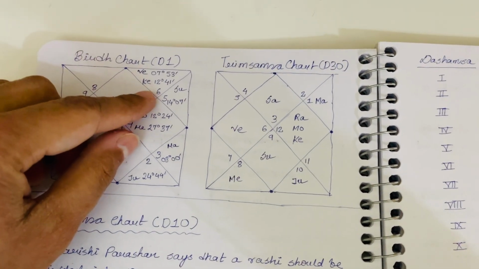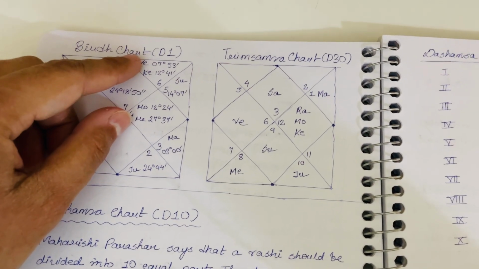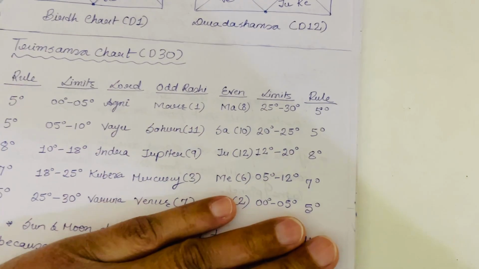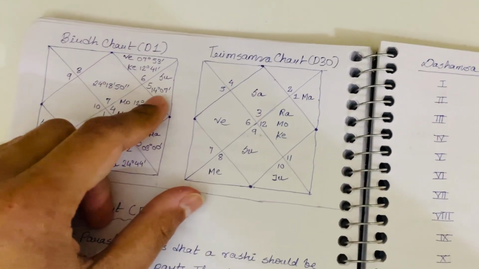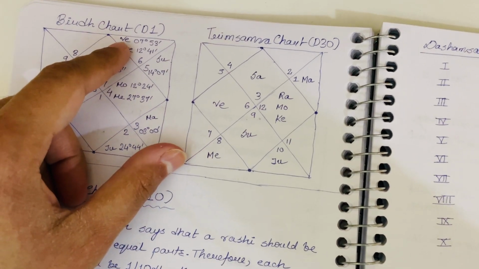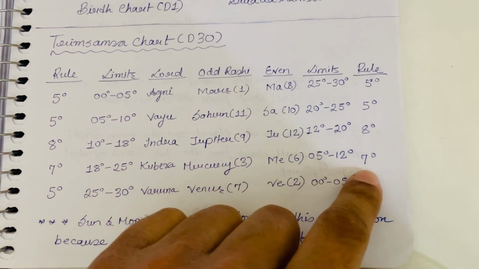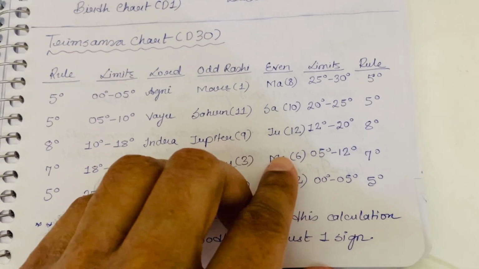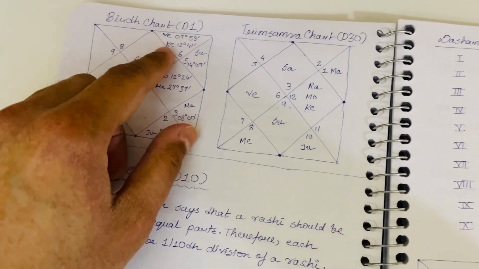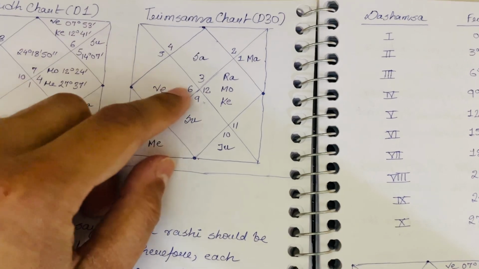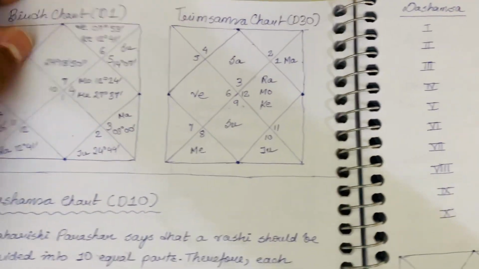Okay, now let's come to Venus and Ketu. Both Venus and Ketu are in the even sign, so we are going to look at the even part of this particular table. The longitude of Venus is 7 degrees 53 minutes. That is in this particular limit, and it is being ruled by Virgo. So Venus will go in the sign of Virgo in the Trimsamsa chart, right?